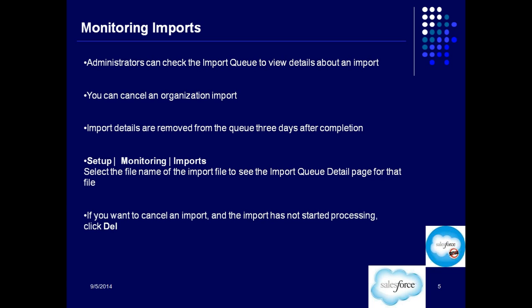If you want to cancel an import and the import has not started processing, click delete. So till that time it has not started processing, you can go and delete it. If it has started, then you cannot. Then it will get completed. You cannot cancel an import after it has started processing. Then the best option you will have is to let the file get imported and then go and delete the records, one by one or in bulk.